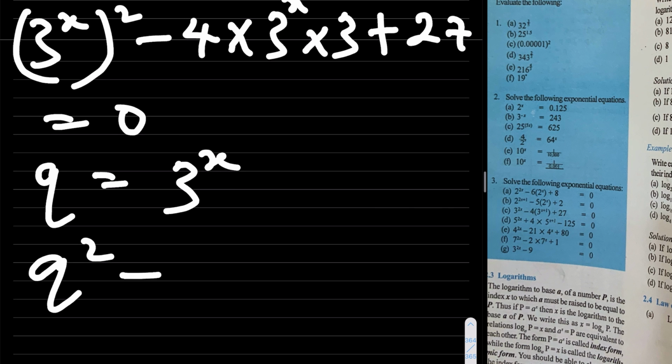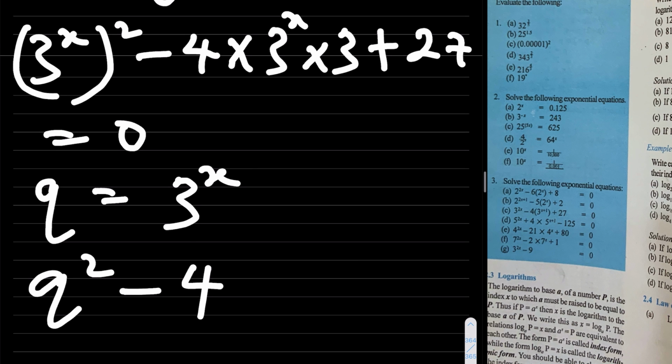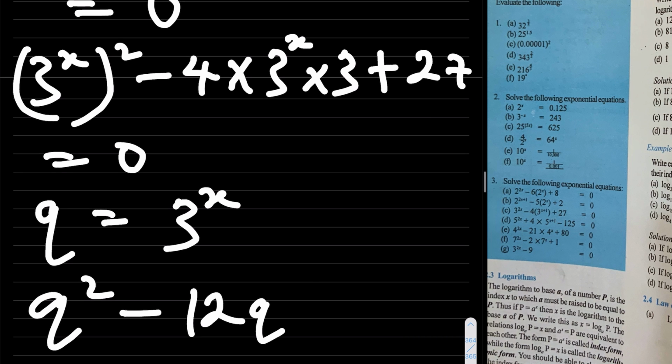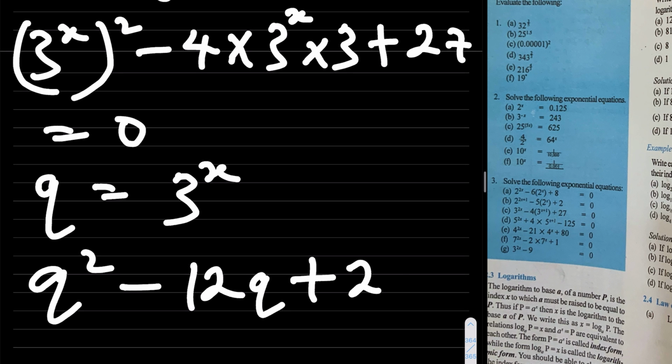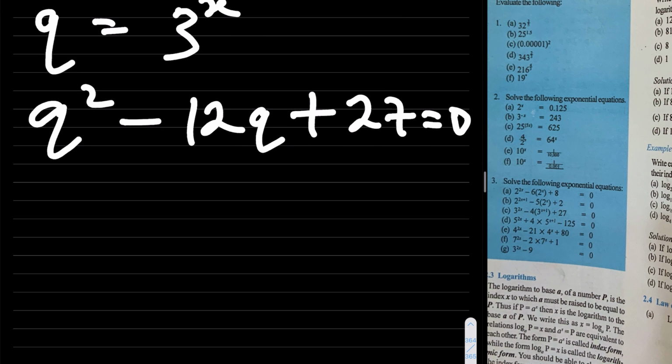Minus 4 times q times 3 is the same as minus 12q. Minus 4 times q is minus 4 times q times 3. That will be minus 12q. Do you understand? So what do we have? Plus 27 equals 0.